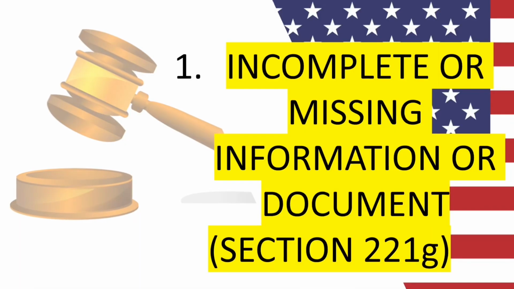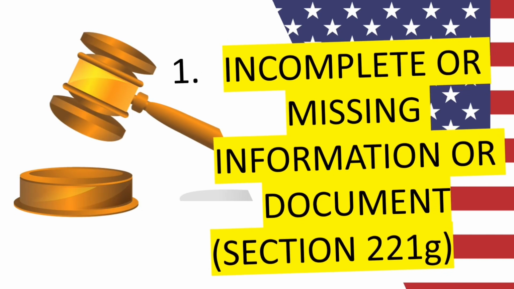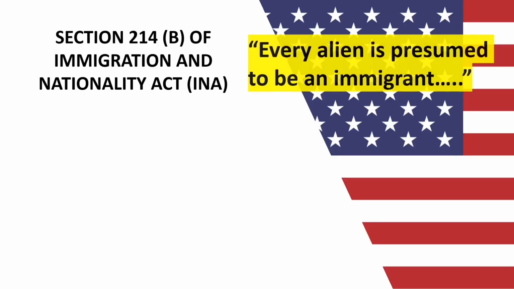Some are denied a visa because they submitted incomplete documents or incomplete information in the application. For example, if you failed to submit a missing document, what is your remedy? Your remedy is to submit the missing document. So this is the solution. And then the other ground for visa denial is that you needed to overcome that presumption of being an immigrant. So you need to know what is the reason for the denial of your visa.